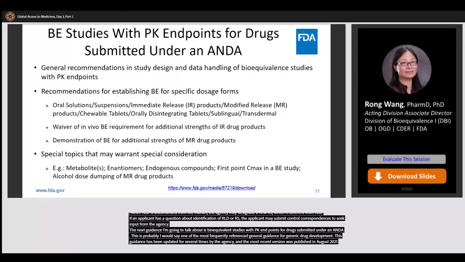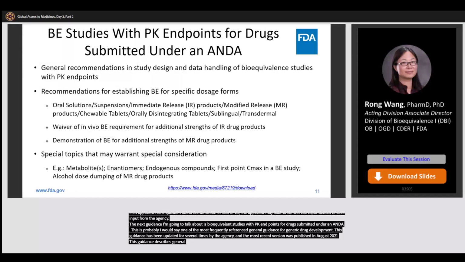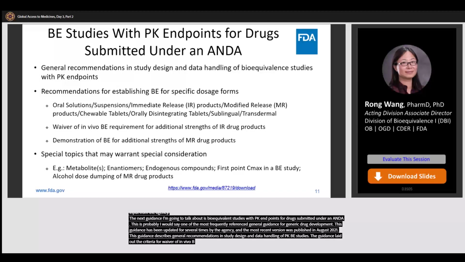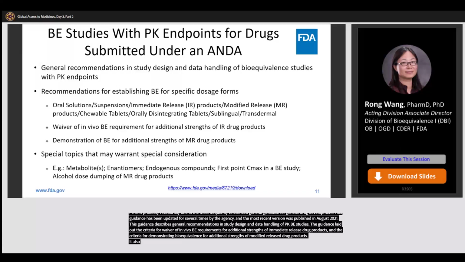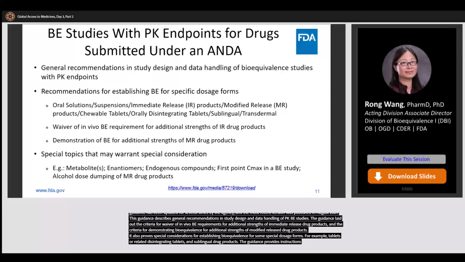This guidance describes general recommendations in study design and data handling of PK BE studies. The guidance laid out the criteria for waiver of in vivo BE requirements for additional strengths of immediate release drug products, and the criteria for demonstrating bioequivalence for additional strengths of modified release drug products. It also includes special considerations for establishing bioequivalence for some special dosage forms, for example, chewable tablets, orally disintegrating tablets, sublingual and transdermal drug products. The guidance provides instructions on how these drug products of special dosage forms should be administered in the PK BE study.